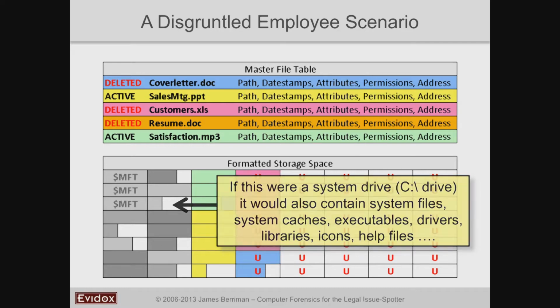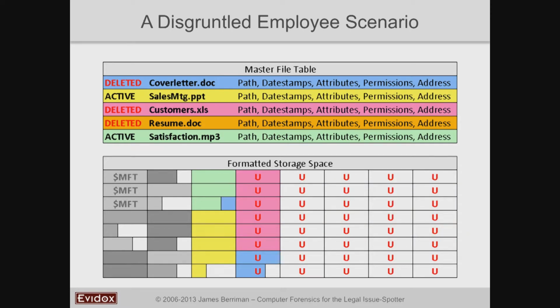So this is what our scenario looks like now. All the gray stuff is the system files. The green is the active "I Can't Get No Satisfaction" MP3. The blue are the fragments of what's left of the deleted cover letter. The orange resume is gone. It's been completely overwritten by the MP3, but the reference to it is still in the master file table. And the customer list is deleted, but fully intact on the hard drive.